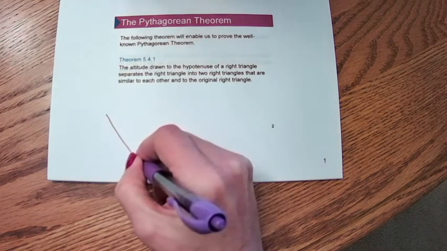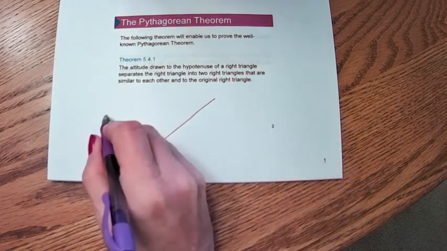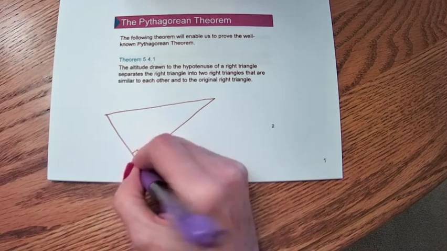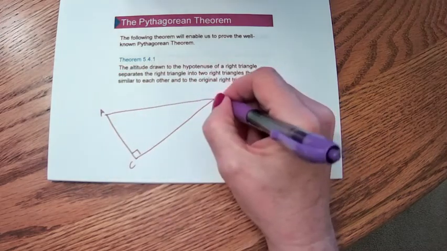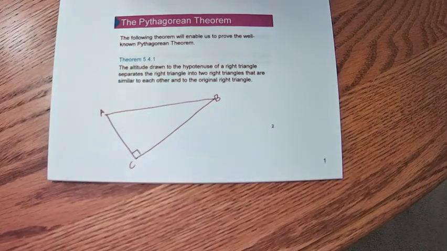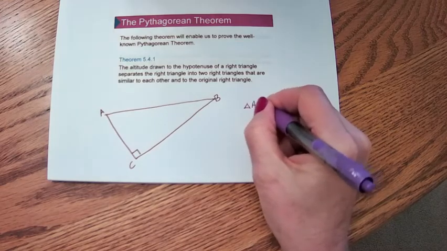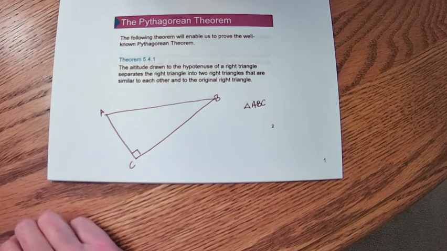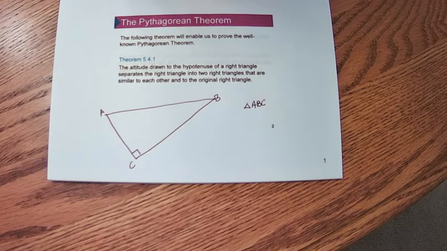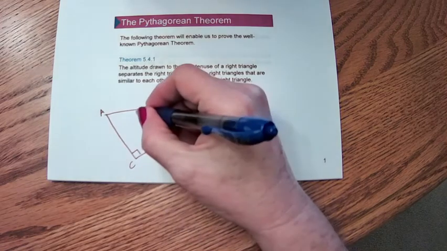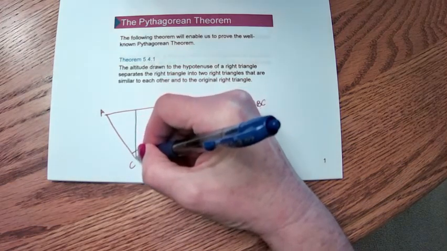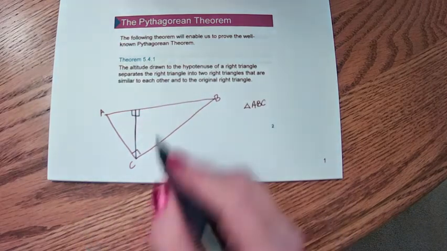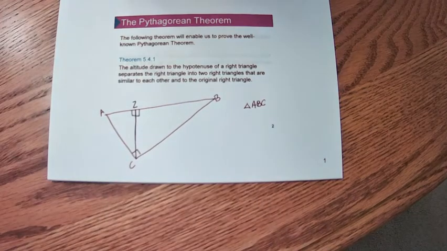So the best way we can describe that is let's just draw a nice right triangle. There's my right angle. We'll call that angle C, and here's angle A, and here's angle B. Obviously, we have triangle ABC. So let's draw the hypotenuse, and let's draw an altitude to the hypotenuse. An altitude is from a vertex, perpendicular, in this case to the hypotenuse.